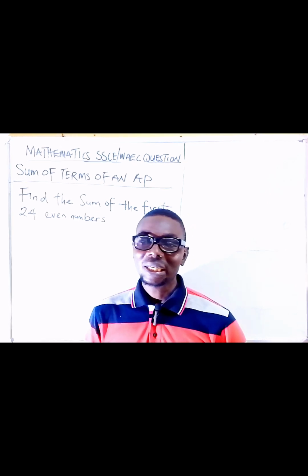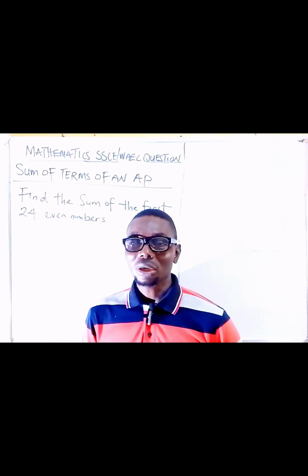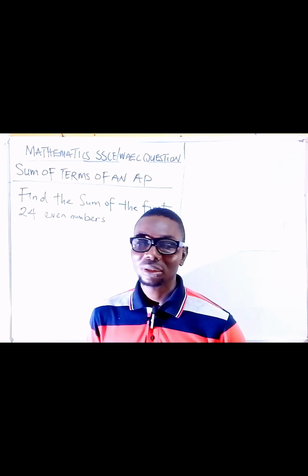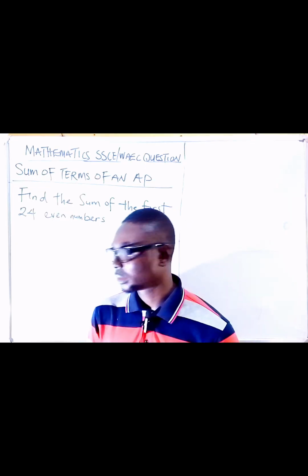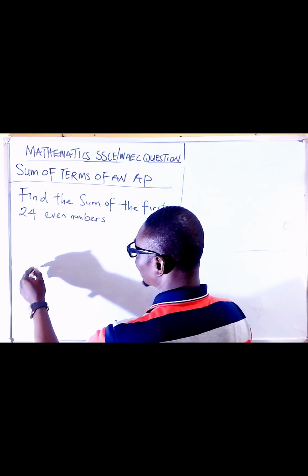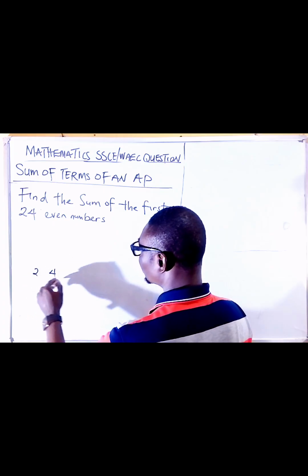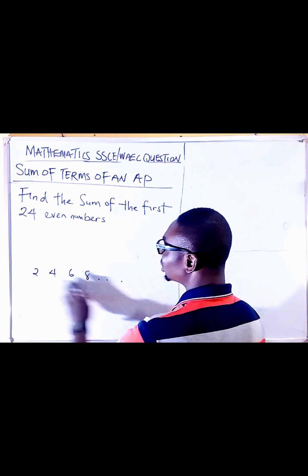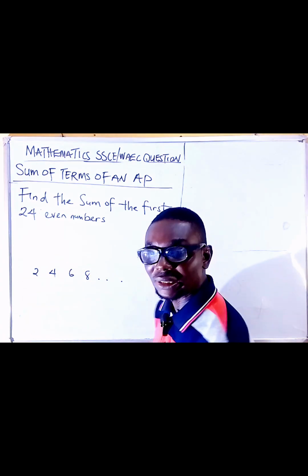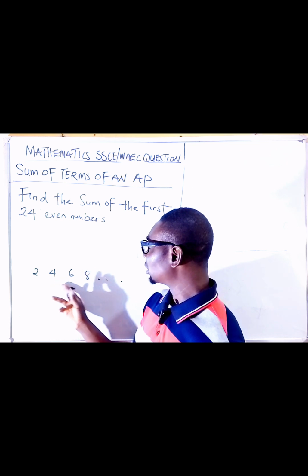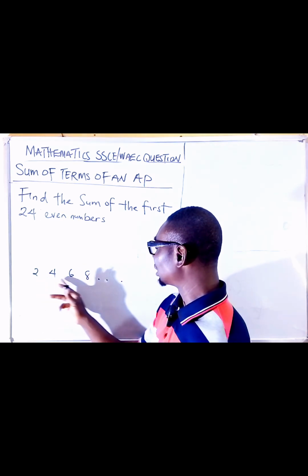A sequence is a list of numbers following a pattern or a rule. For instance, if I have 2, 4, 6, 8, and so on, this is called a sequence because it is following a pattern.